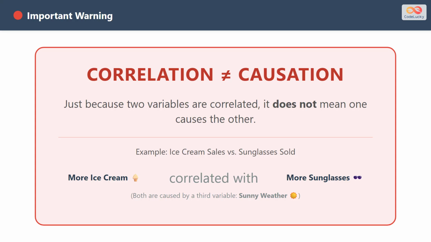Before we finish, there is one golden rule you must remember. Correlation does not imply causation. Just because two things are related, it does not mean one causes the other. For example, ice cream sales and sunglass sales are correlated, but buying ice cream doesn't make people buy sunglasses. They are both caused by a third factor, sunny weather.